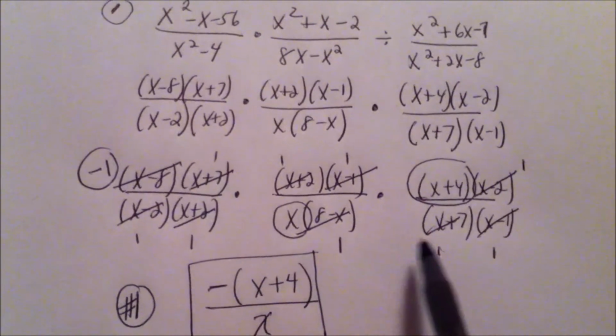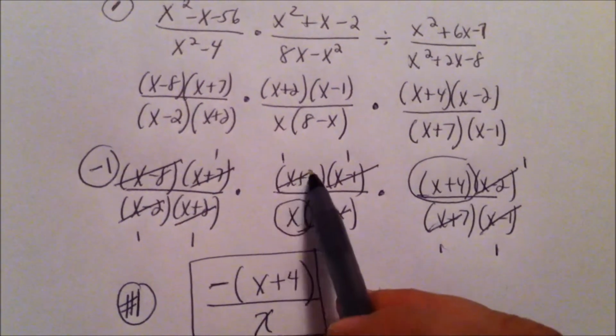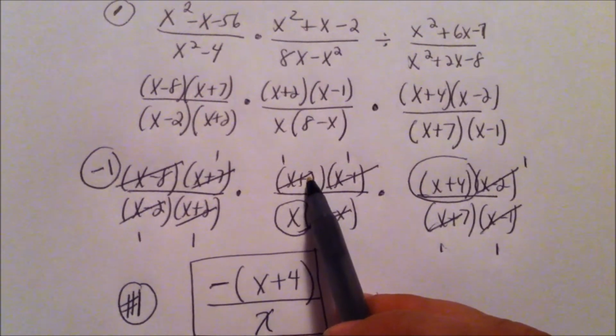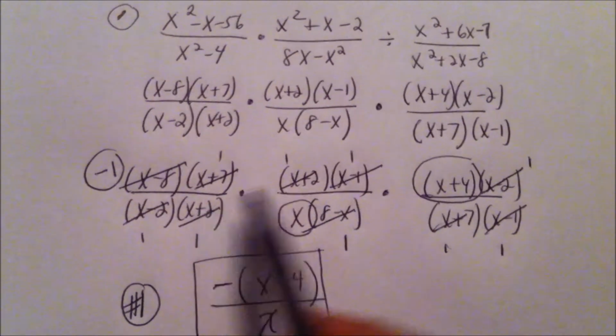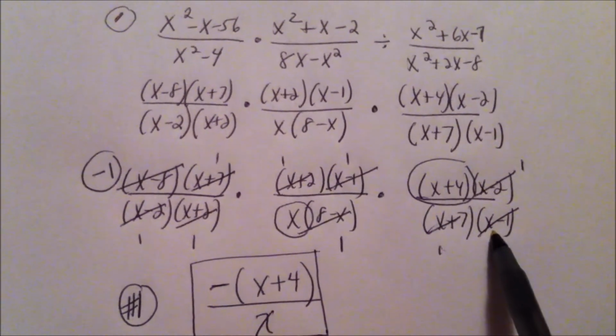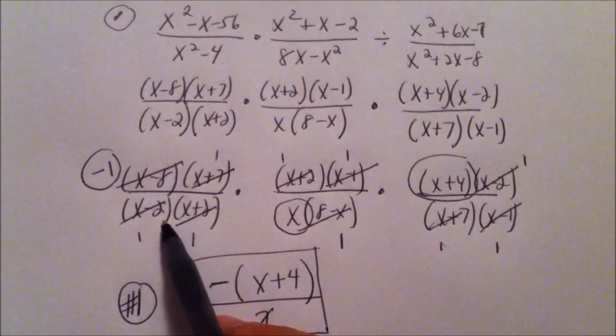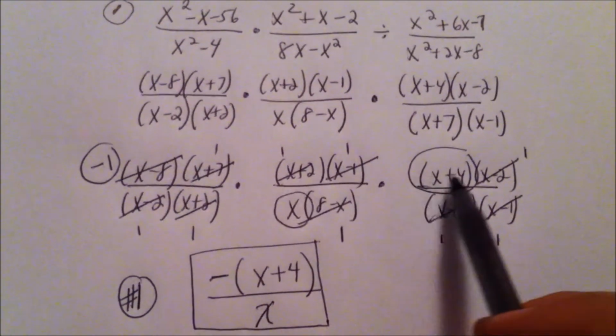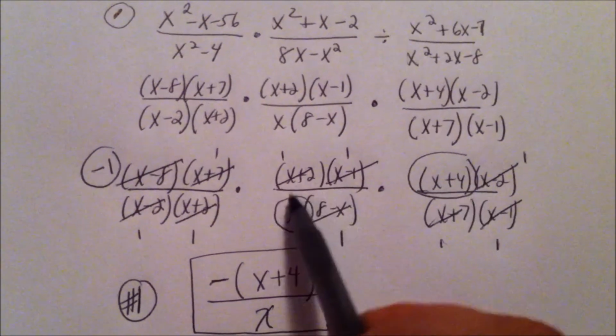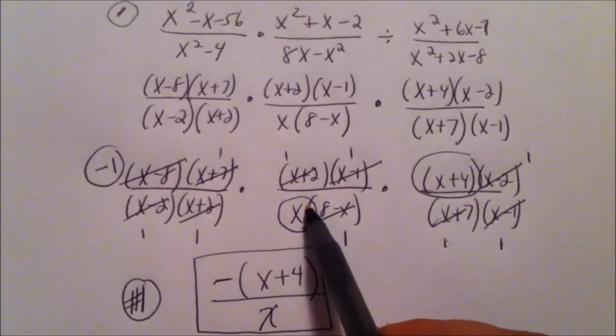So I have a pair of x plus 7s, simplify to 1. A pair of x plus 2s, simplify to 1. A pair of x minus 1s, simplify to 1. And a pair of x minus 2s, simplify to 1. Thing left on top is the x plus 4, and on the denominator, the x.